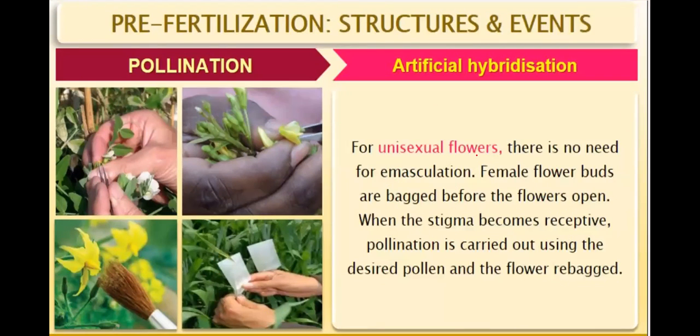For unisexual flowers, there is no need for emasculation. Sometimes a question is asked whether emasculation is required in unisexual flowers. The answer is no. Female flower buds are bagged before the flower opens. When the stigma becomes receptive, pollination is carried out using the desired pollen and the flower is rebagged.